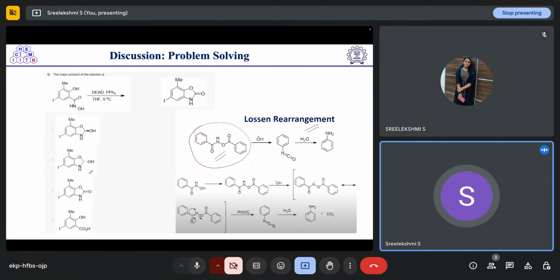N double bond C double bond O, and here we have this OH group. So this oxygen lone pair will attack over this carbonyl carbon center, and this will take up the proton from the reaction medium. So we will be getting this compound. So that is option C.